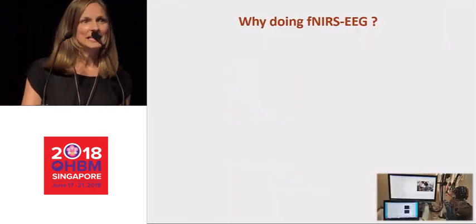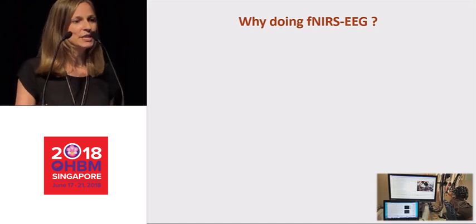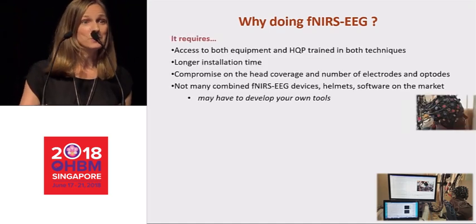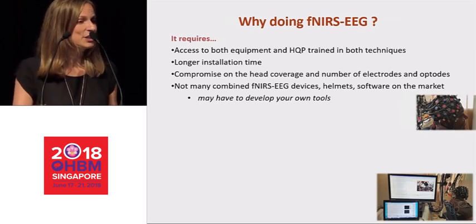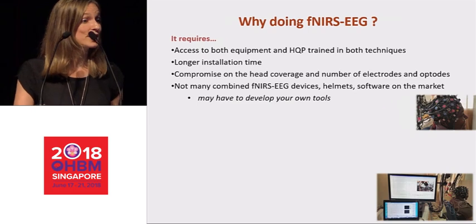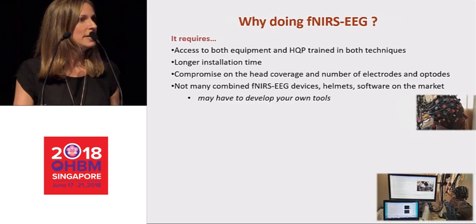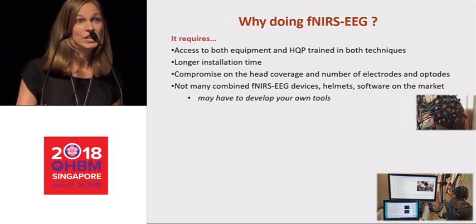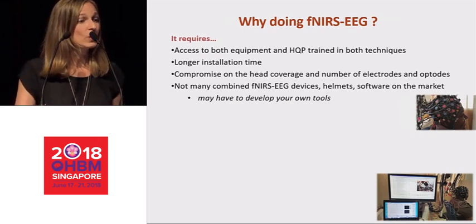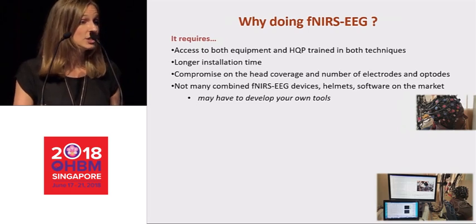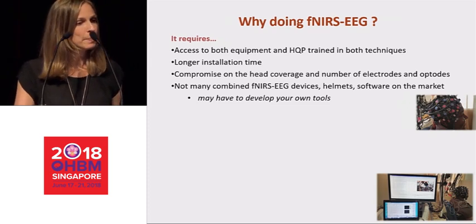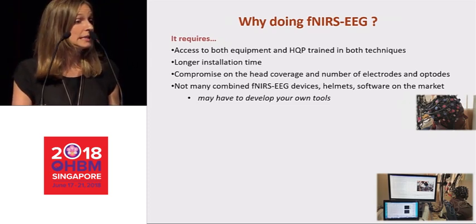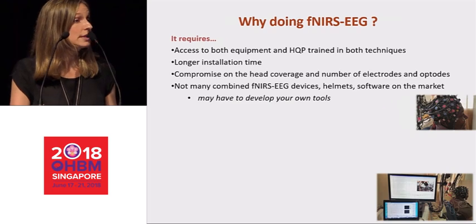So you might ask, why do fNIRS-EEG? Because technically or methodologically, it can be a little heavy to do. First, it requires access to both pieces of equipment and to highly qualified personnel trained in both techniques, who are sometimes really hard to find. It also takes a longer installation time, which can be a big issue with children and babies. You also have to compromise on the head coverage and the number of electrodes and optodes you will have.